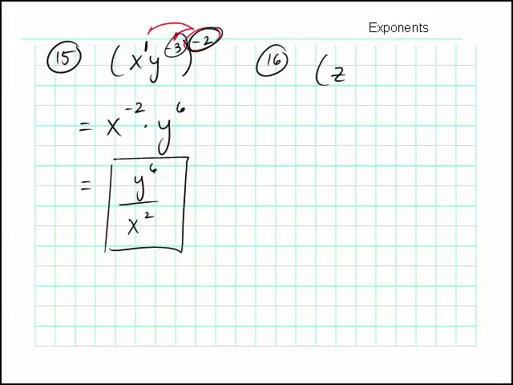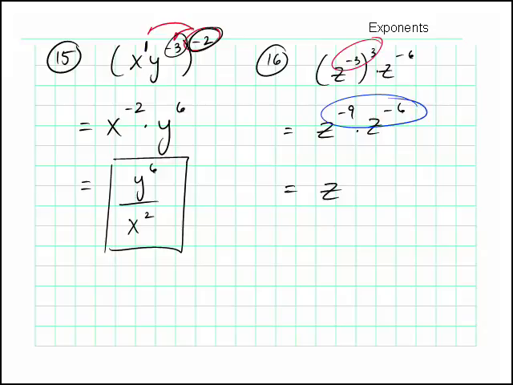Number 16. Z to the negative 3 to the third times a z to the negative 6. Once again, we have an exponent to an exponent, so I multiply those. That will be z to the negative 9 times a z to the negative 6. Now, in a situation like this, we add our exponents together, so that's z to the negative 9 plus the negative 6, which turns out to be z to the negative 15th.